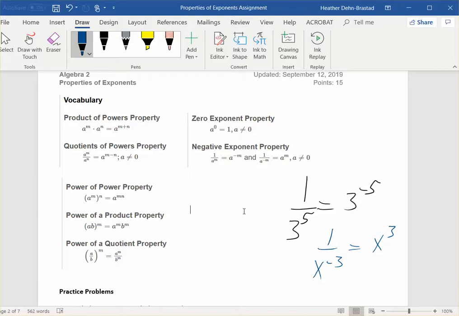Let's see, power of a power property. That is when you raise a power to another power, then you multiply the exponents. Power of a product property is that when you have two numbers being multiplied raised to a power, you can apply that power to each base. And finally, the power of a quotient property is very similar. If you have a fraction that is being raised to a power, you can apply that power to each part of the fraction, the numerator and the denominator.